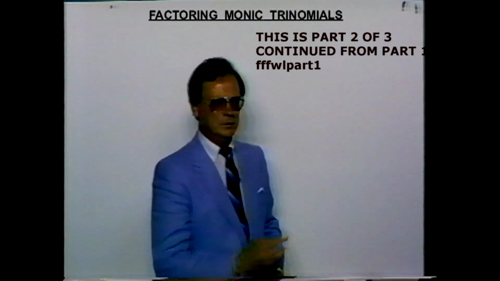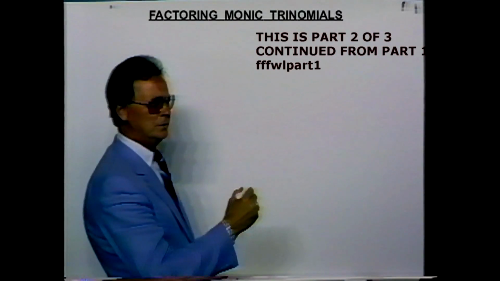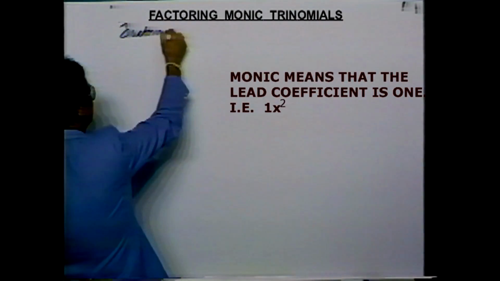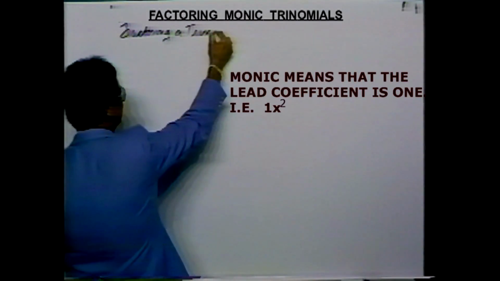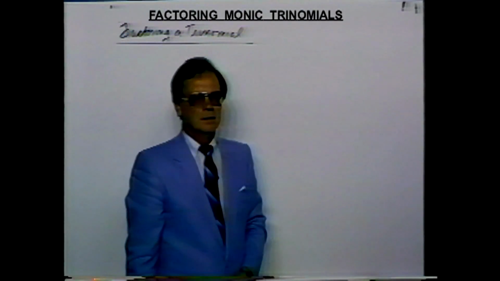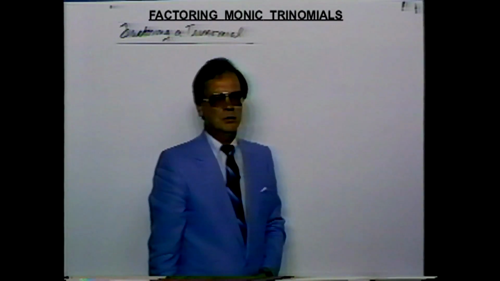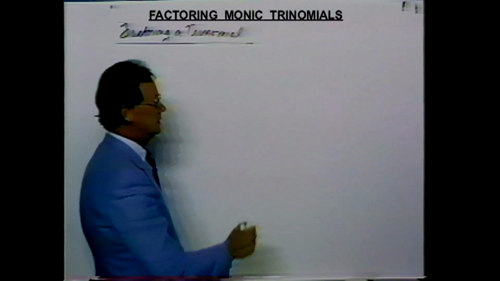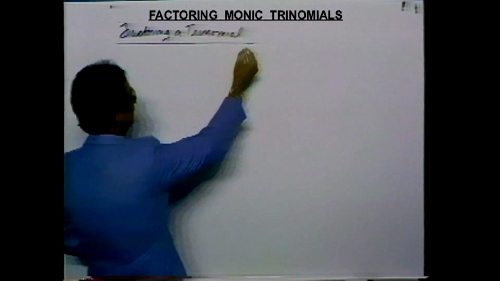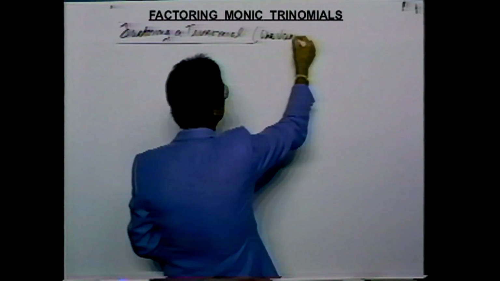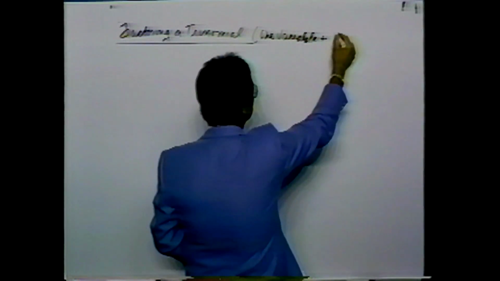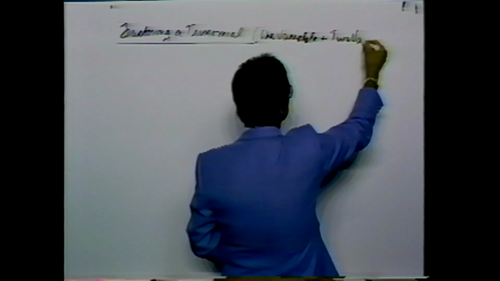The next factoring type is factoring a three-term polynomial, or a trinomial. And there will be two types considered. It'll be either of one variable or of two variables. That is, two kinds are studied: one variable and two variables.